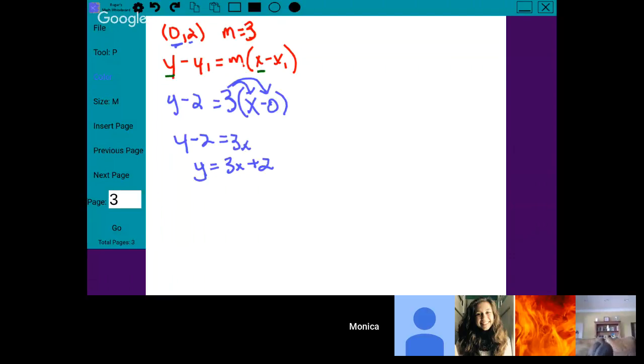So now we have to distribute this 3 in here because of the parentheses. So 3 times x gives you 3x, okay? 3 times 0 is 0. So you're not going to have anything here for that part. And then y minus 2 over here. So now we need to get y by itself. Since we're subtracting 2, we're going to add 2 to both sides. So that's where this plus 2 comes from. Okay, so now our equation is y equals 3x plus 2. Does that help?